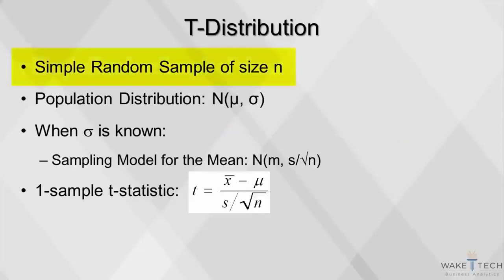Suppose a simple random sample of size n is drawn from a population whose distribution can be approximated by a normal mu sigma model. When the standard deviation is known, then the sampling model for the mean x is distributed as a normal distribution, with mean x bar and standard deviation sigma divided by the square root of n. When the standard deviation is estimated from the sample standard deviation s, the sampling model follows a t-distribution with degrees of freedom n-1. This is the one sample t-statistic.